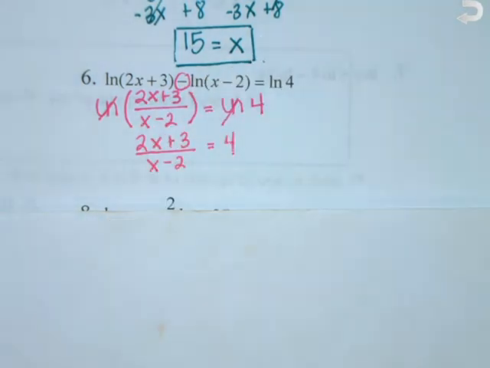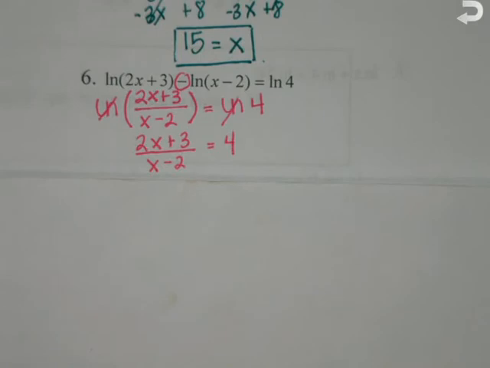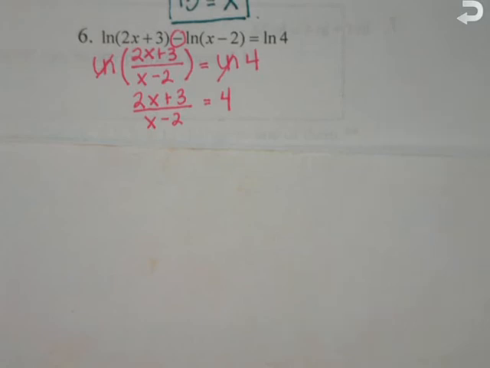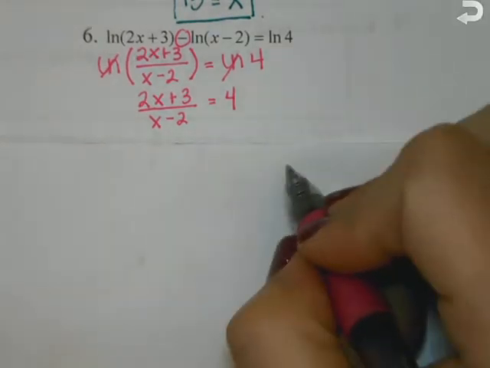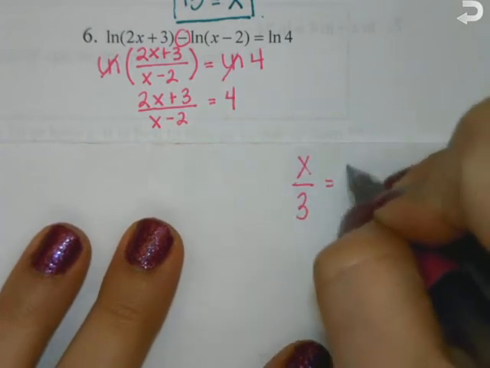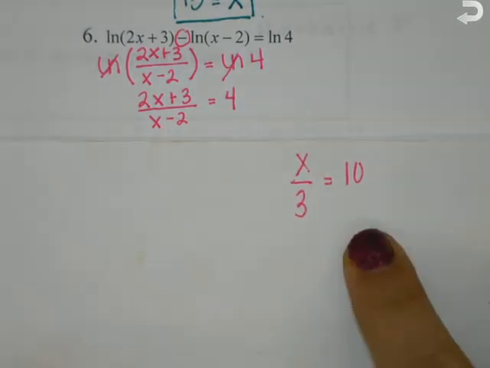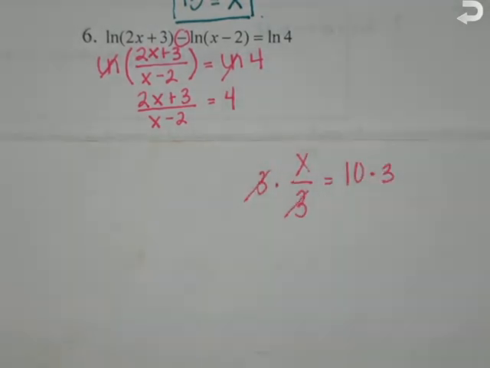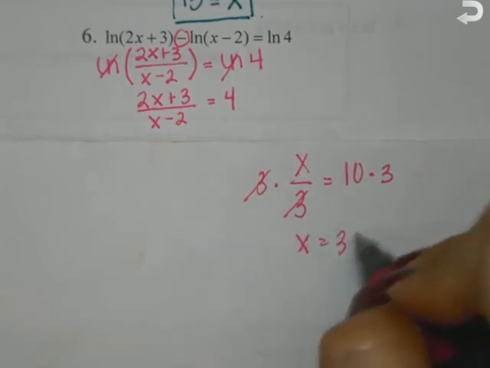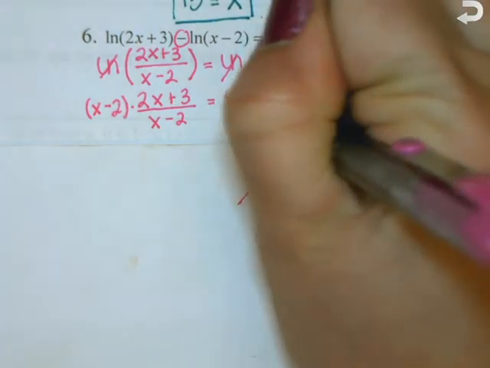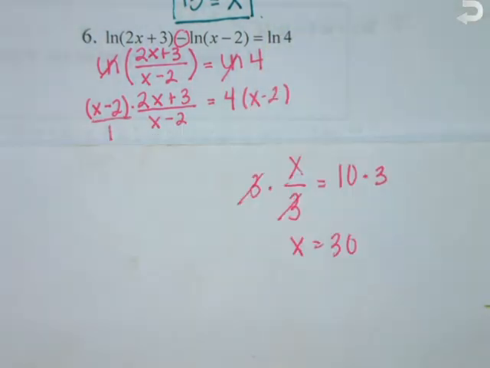Let me put this in terms of a simpler problem for you really quick, and then we'll see if you can figure out what to do next. Anytime you have been given a problem that looks like this, let's say x over 3 equals 10. What would you do to solve for x? Multiply by 3. Because then your denominator reduces, right? And we would get x equals 30. So what could we multiply by in this problem to get rid of that denominator? So multiply both sides by x minus 2. Because that's x minus 2 over 1, and so your x minus 2 is reduced.